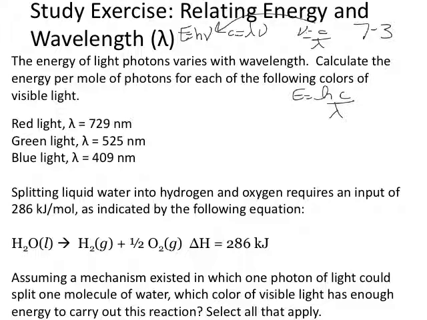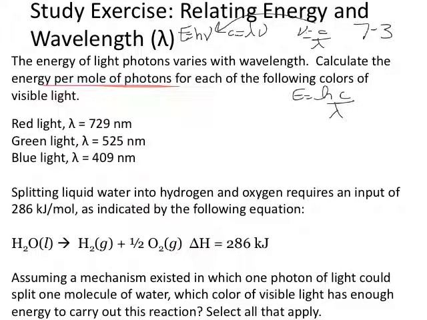Now, you have these different lights: red light, green light, and blue light. They all have different wavelengths. And since the energy of the light photons varies with the wavelength, we're going to calculate the energy per mole of photons for each of the following colors. This is a very important problem to know how to use because it relates not only to how to take a wavelength and calculate energy, but you're going to learn that that is the energy per one photon. And the interesting thing about this problem is it says per mole of photons. So you're going to take that number and use it kind of like a conversion factor.